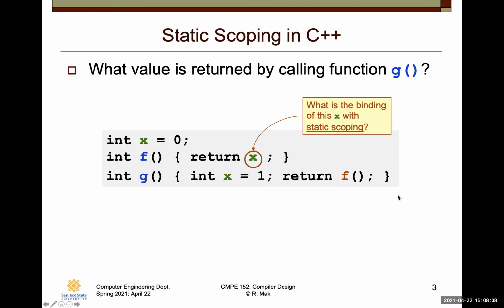So the question is, at runtime, what is the binding of this variable x? And again, C++ has static scoping. So what is the value returned by function g? Does anybody want to venture a guess? Remember, C has static scoping, just like Pascal. What is returned by g?